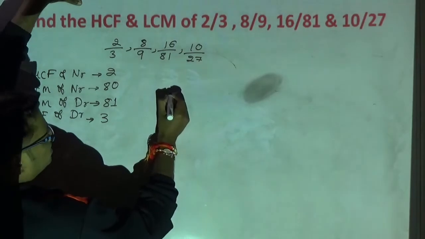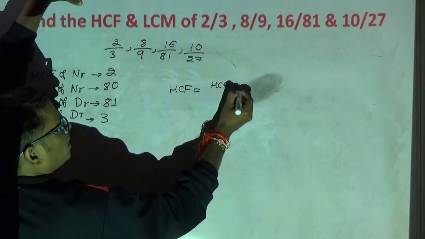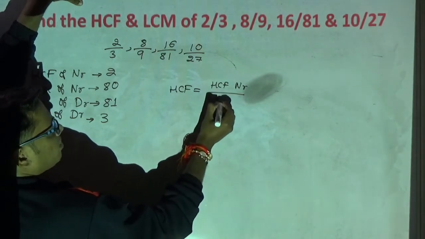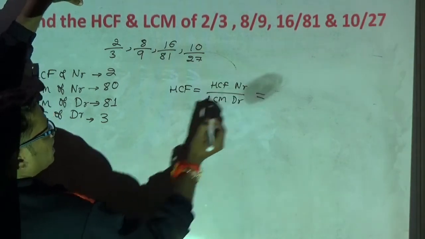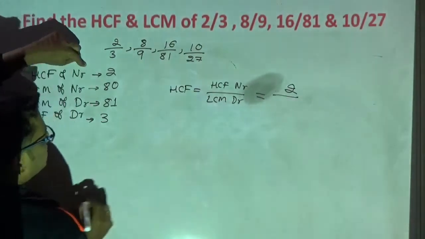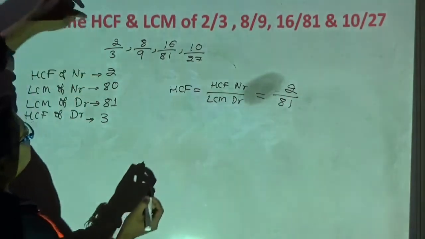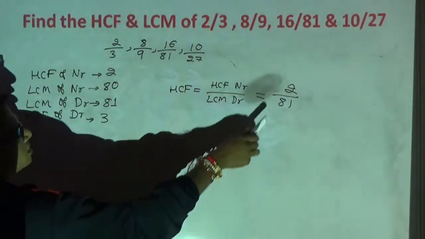Now, what are they asking? First I want the HCF. The HCF is given by the HCF of the numerators divided by the LCM of the denominators. The HCF of the numerators I have already found out, that is 2, divided by the LCM of the denominators, 81. I got the HCF of this fraction. The HCF of this fraction is 2 by 81.